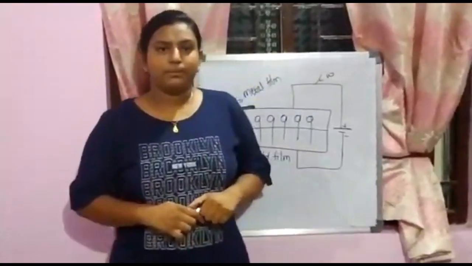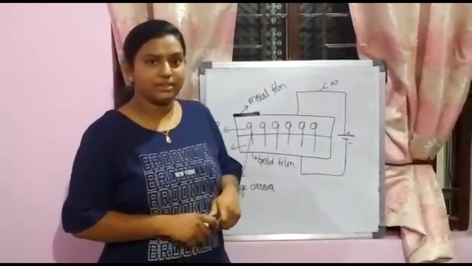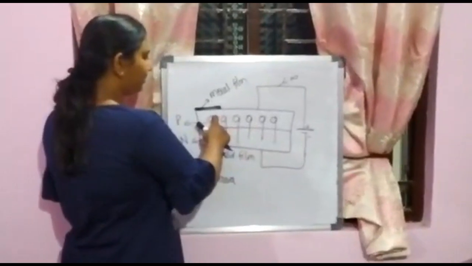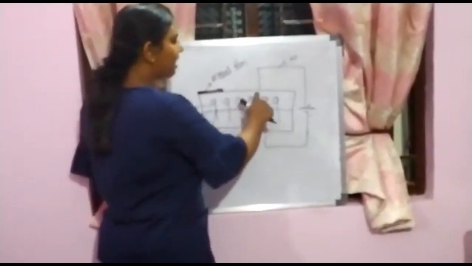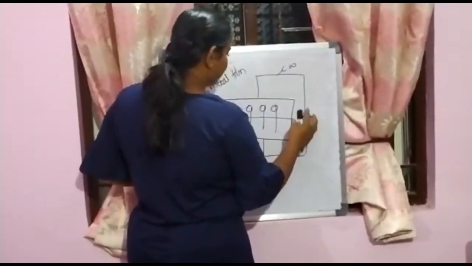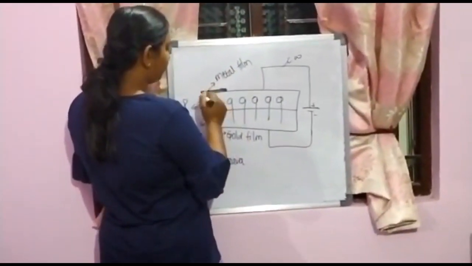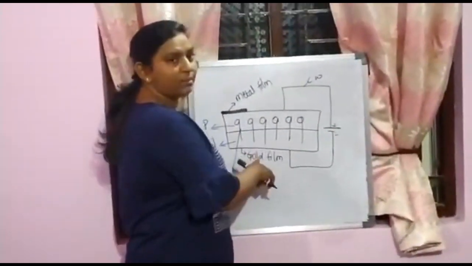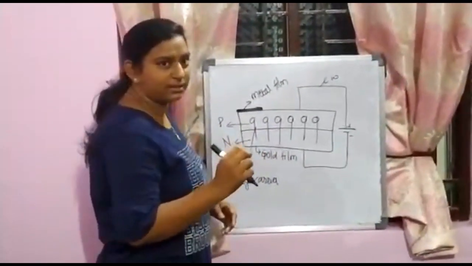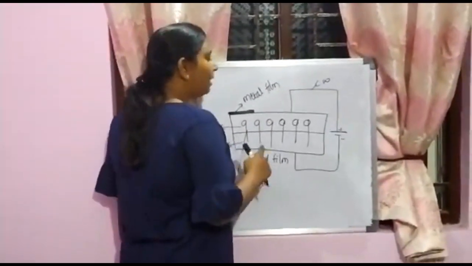This is the model of the PN junction diode. This is the P region, this is the N region. Here will be the holes and here will be the electrons. It is the connected wire, and this is the metal film which acts as the anode connection. This is the gold film below the N region which acts as the cathode connection.